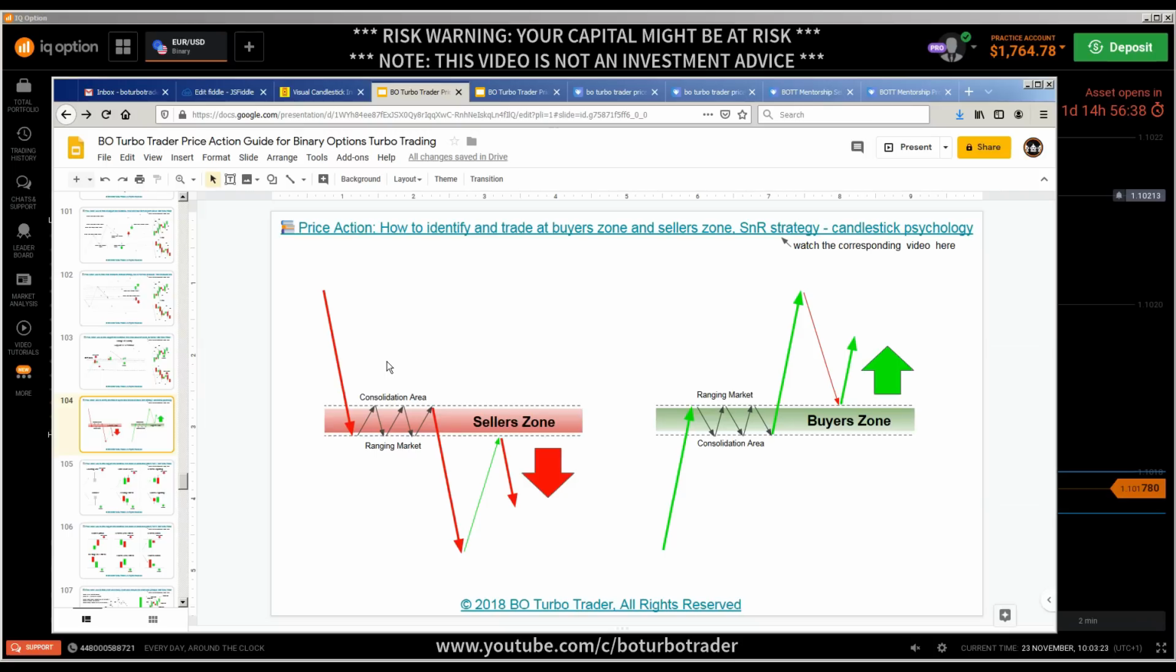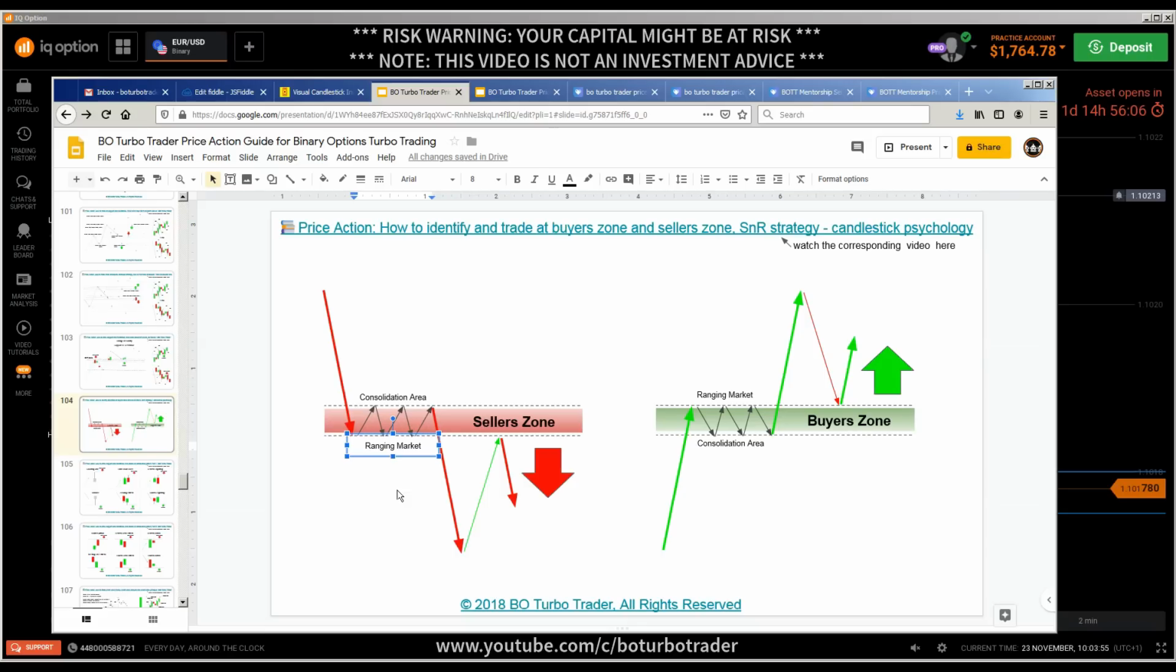If you have a major downtrend, then you wait until you get a consolidation area. I have written here a ranging market. Why have I written ranging market? Because any consolidation area in a lower time frame, and I have explained this also, is a ranging market. That means if you have a 1 minute consolidation area, then on the 15-second chart you have a ranging market.